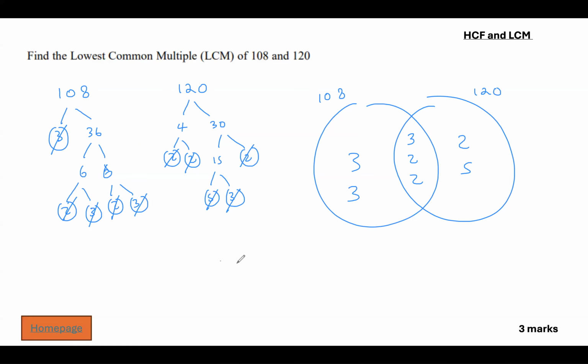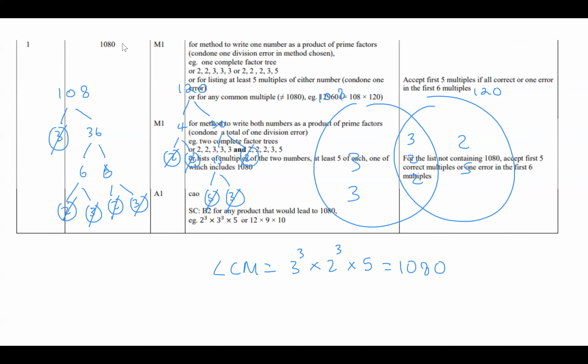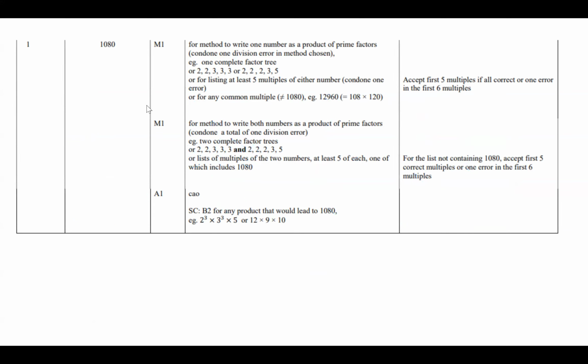And then to find the LCM, we simply multiply all of the numbers in our Venn diagram. So it's going to be 3 cubed times 2 to the power of 3 again, times 5. So what is that going to give us? We get 27 times 8 times 5, which gives us 1080. So this is an LCM question, and again, we can have a look at the mark scheme. 1080 is the correct answer.